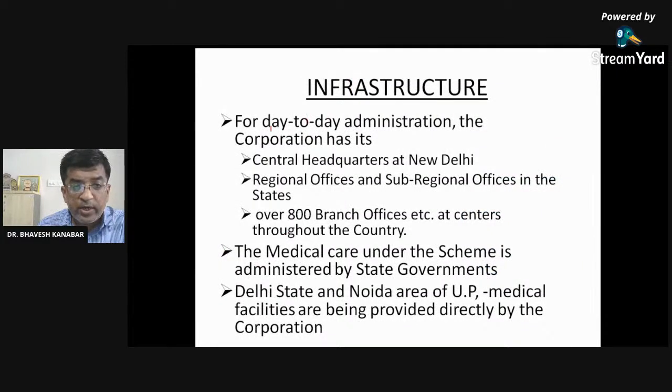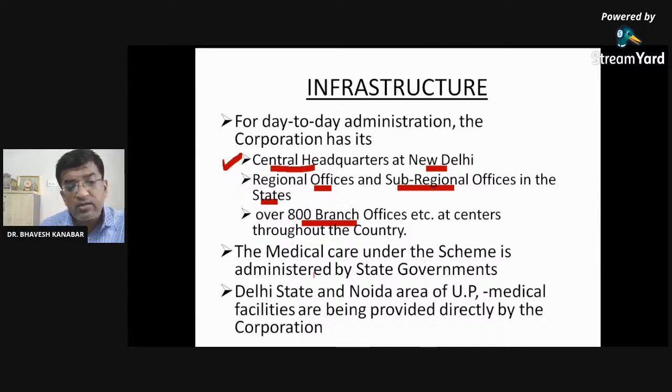Infrastructure for ESIS for day-to-day administration. You know that for any scheme or any program, we require infrastructure, and it has the central headquarters at Delhi. There are regional offices, sub-regional offices in states, and there are over 800 branch offices at different centers throughout the country. But you can remember that the headquarters is in Delhi, in the capital, right?